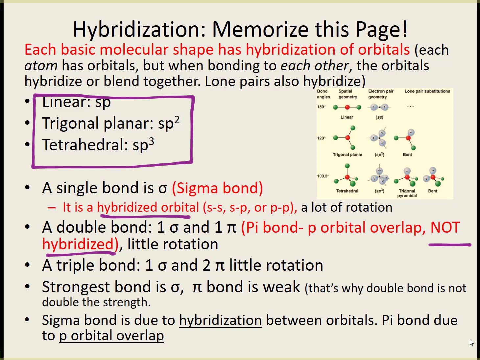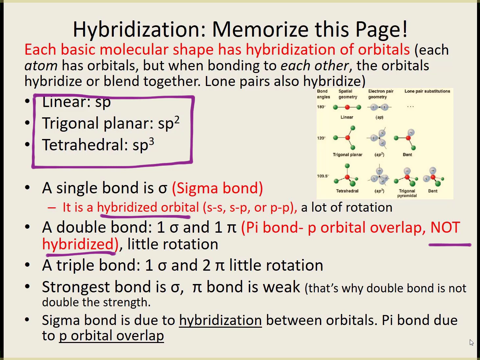So look at the pattern. The first bond that goes in is a sigma bond. If you add another one, that is a pi bond. And if you add a third bond, that is also a pi bond. So this is why when you have a single bond, it's the weakest bond. It's the easiest to break. If you go to break a triple bond, you have to break 3 bonds.